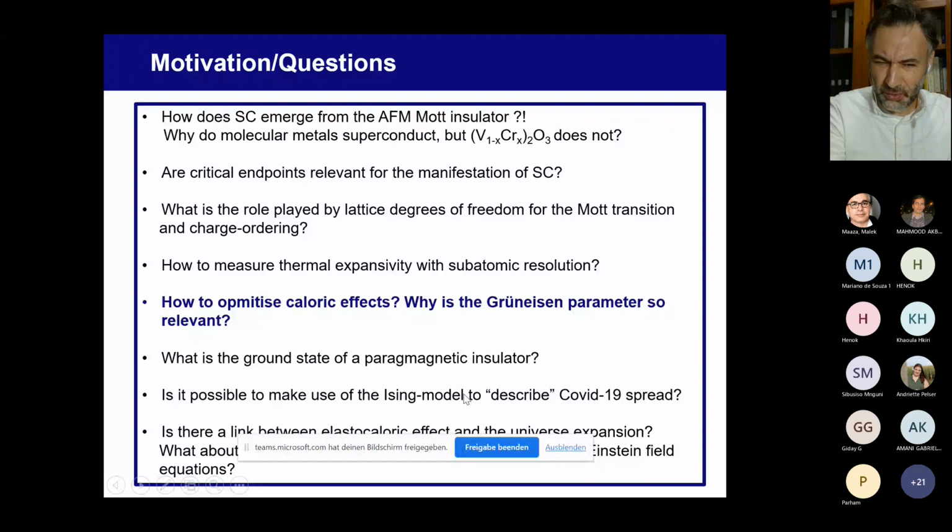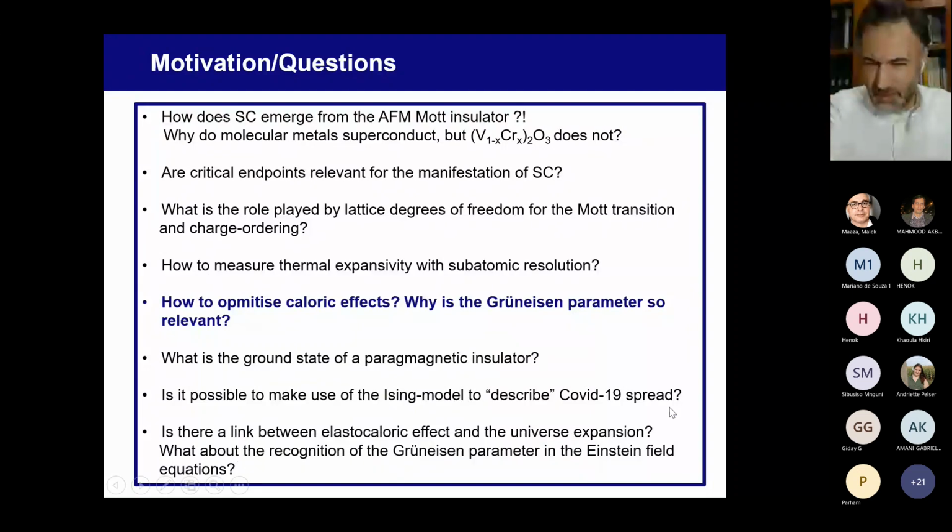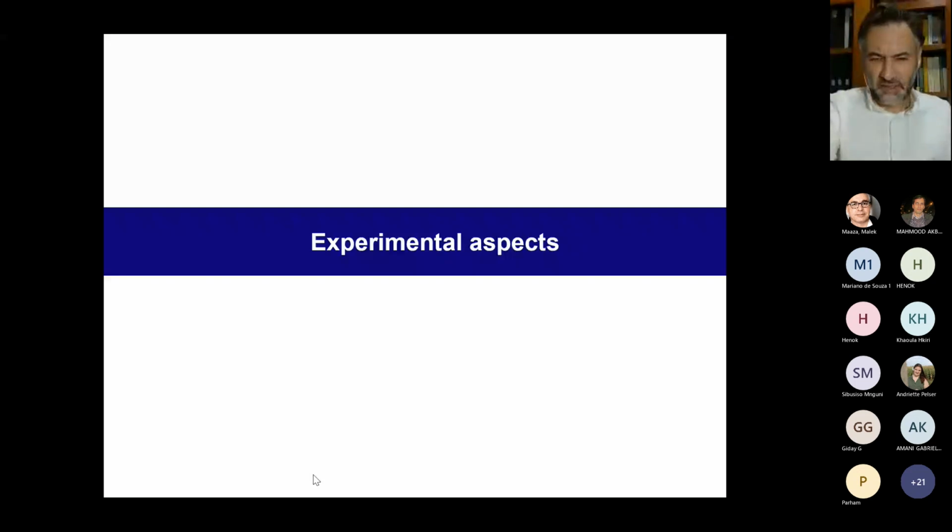Is it possible to make use of the EASY model to describe COVID-19 spread? Is there a link between the elastocaloric effect and the universe expansion? What about the recognition of the Grüneisen parameter in the Einstein field equations? So, as I mentioned before, these are some questions which we plan to address in the following. So here we start. I will present you a very brief overview of our experimental facilities.